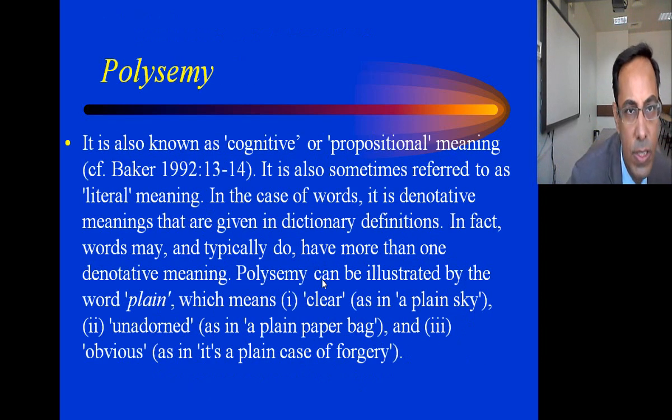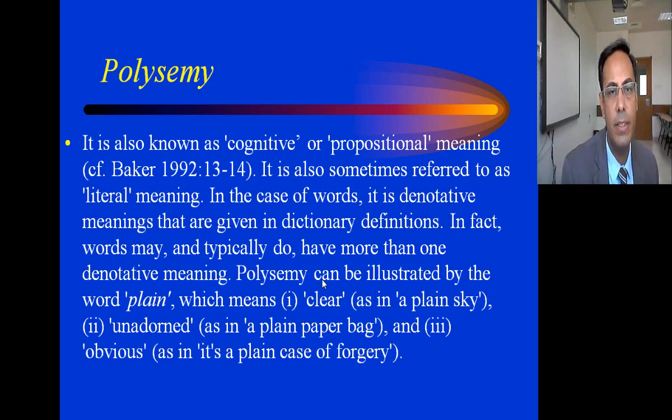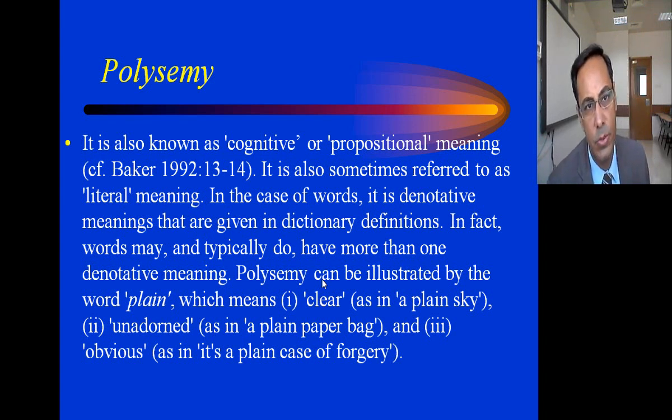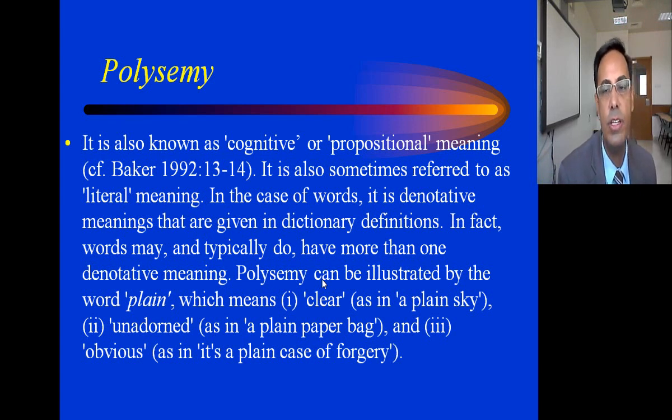Let us see the first kind of semantic relations. Polysemy. It is known as cognitive or propositional meaning. It is also sometimes referred to as literal meaning. In case of words, it is denotative meanings that are given in dictionary definitions. So denotative meanings are those given in dictionary definitions. In fact, words may have more than one denotative meaning.